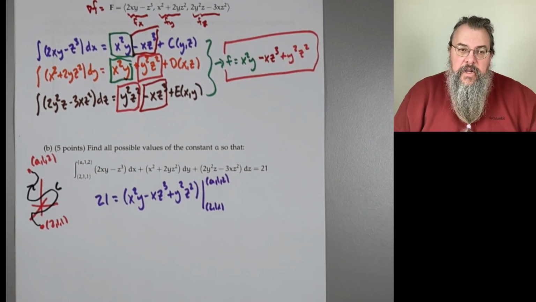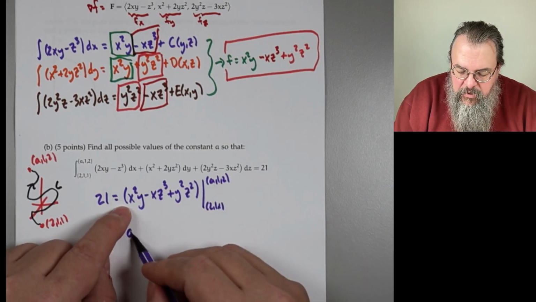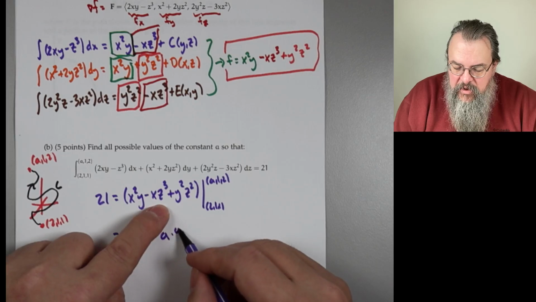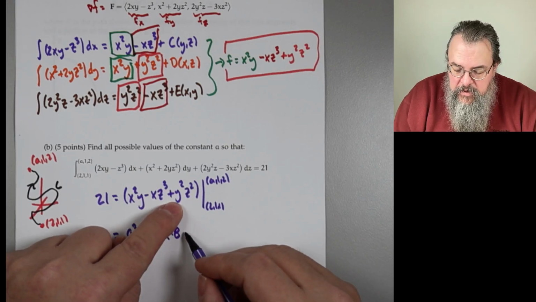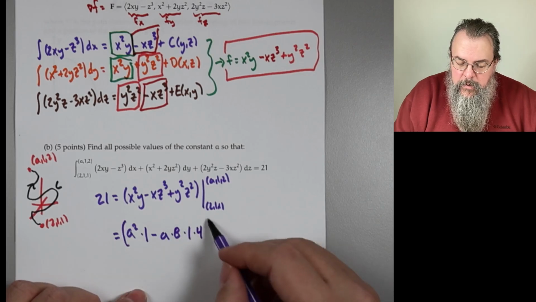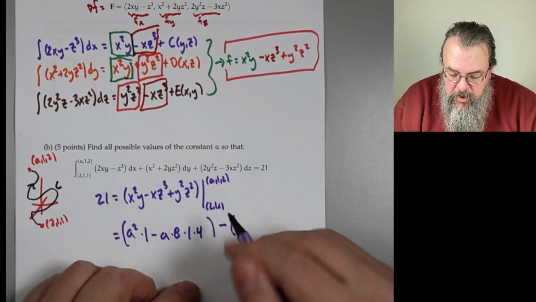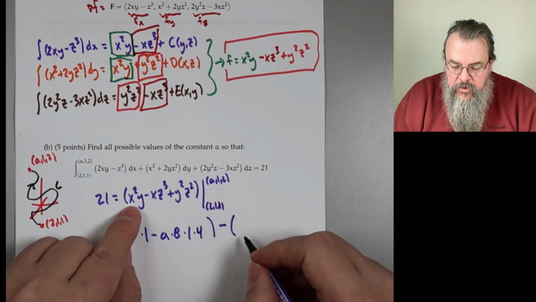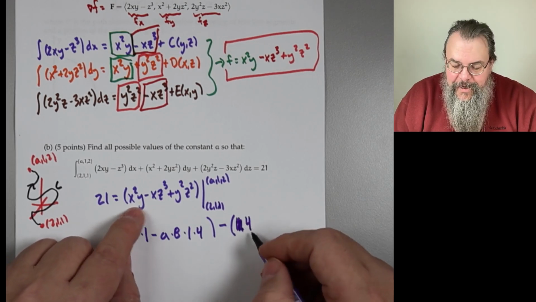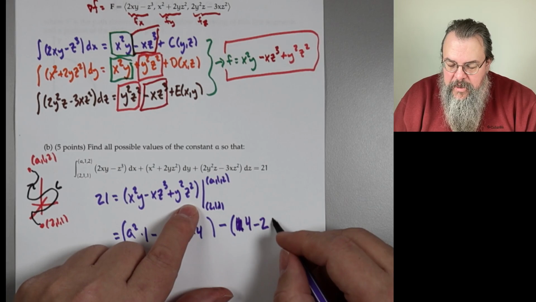All right, so we plug in. Everywhere where we see an x, we're going to put an a. So we have a squared, y is 1, minus a times 8. And then y squared is 1 squared, and z squared, 4. All right, that's plug in the end point, subtract, plug in the start point, which is at 2, 1, 1. Okay, so we get 2 squared times 1, 2 times 2 squared, 4, 2 times 1 cubed, minus 2, and 1 and 1.